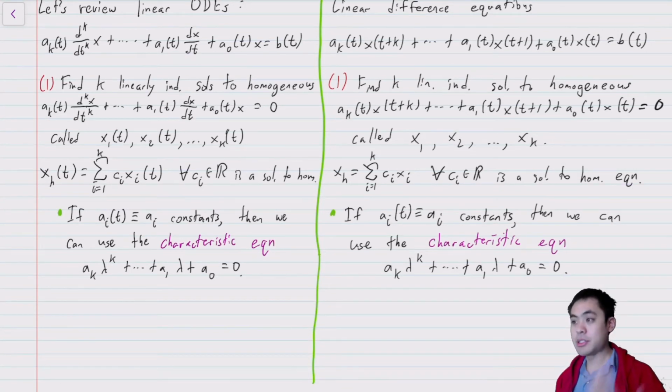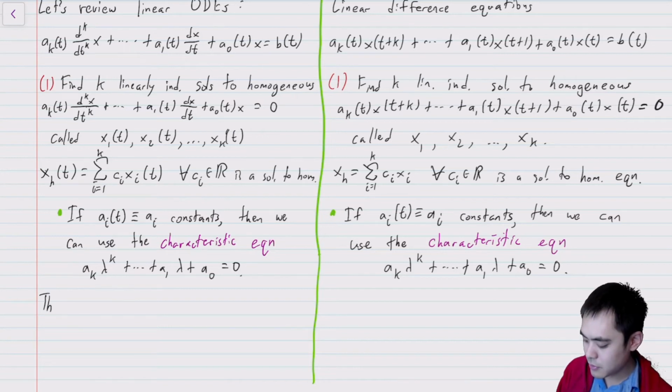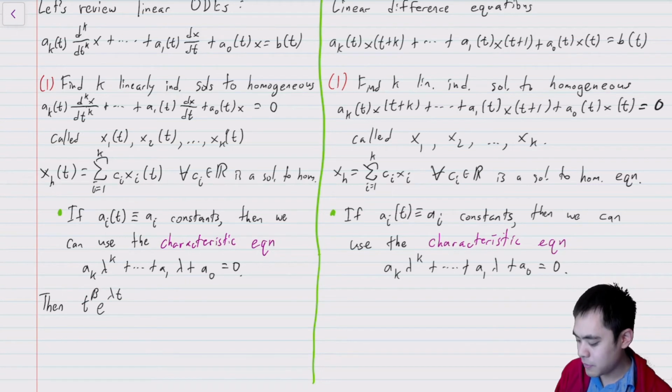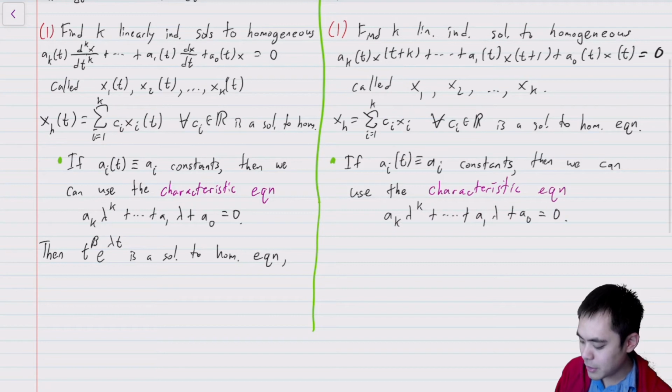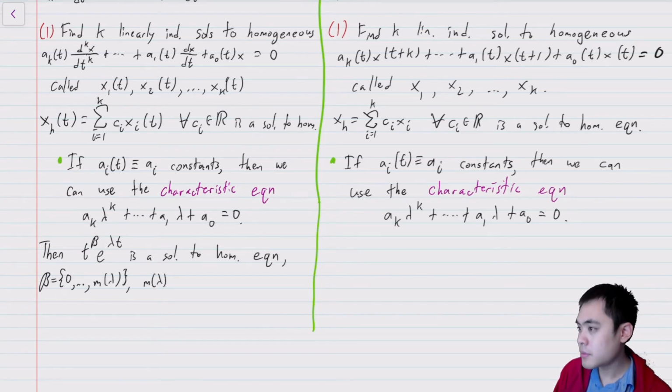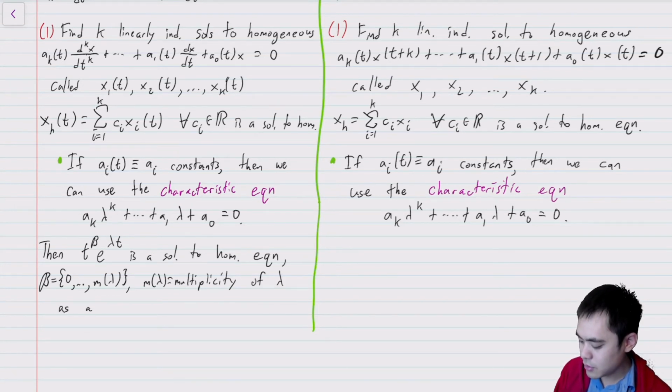Then, assuming that lambda solves this characteristic equation, of course, we have that t to the beta e to the lambda t, where beta is some power, we'll discuss that in a moment, is a solution to the homogeneous equation, where beta is something from 0 to m of lambda, where m of lambda equals the multiplicity of lambda as a solution to the characteristic equation.